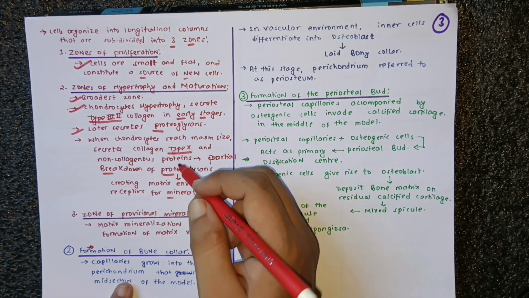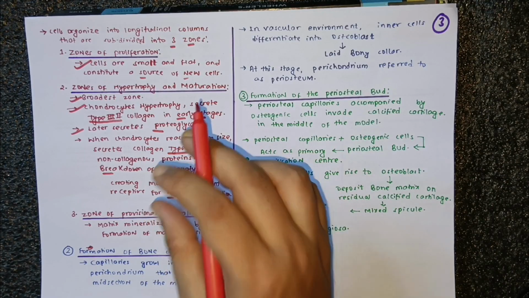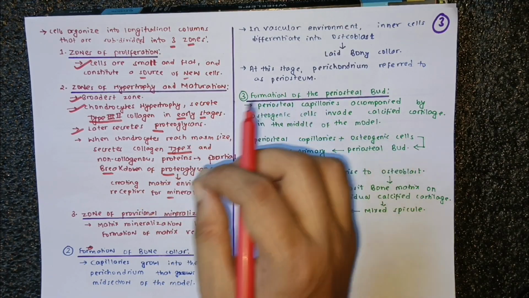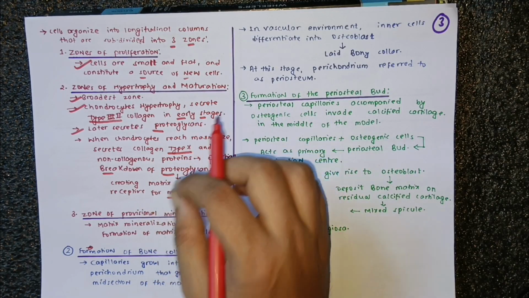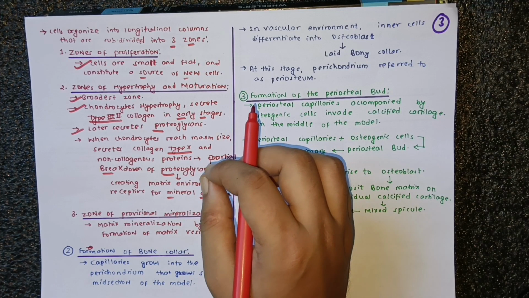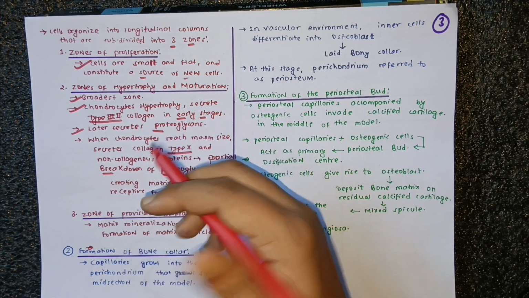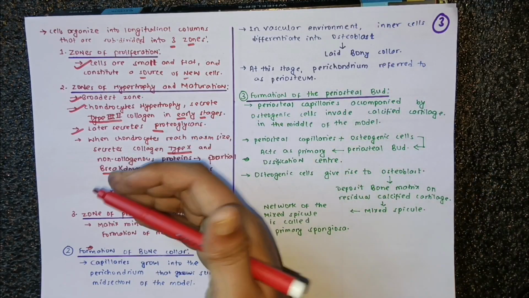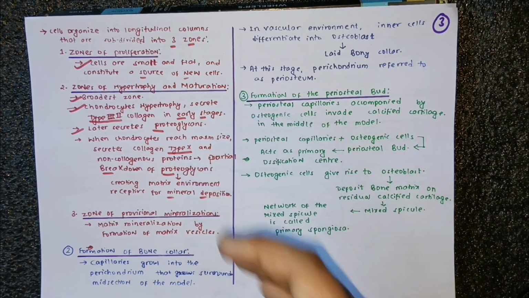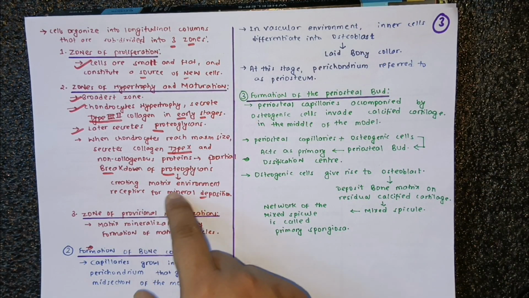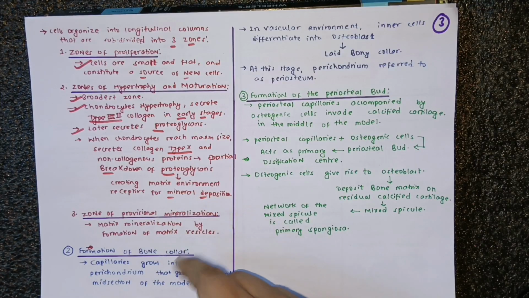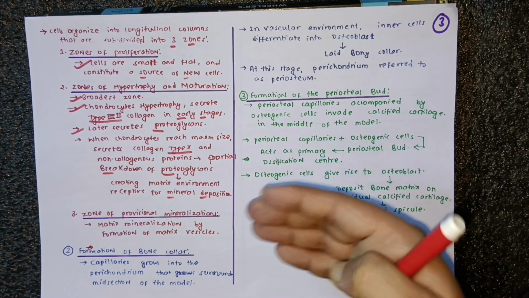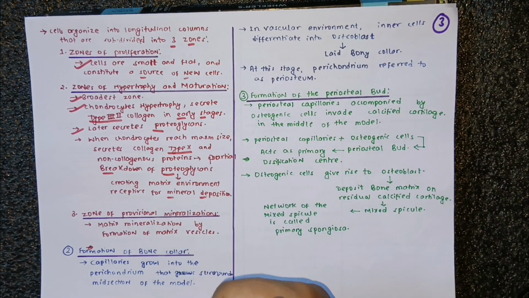Okay, so this is a proper mechanism, you can learn this. At the zone of proliferation, there is simply the proliferation of the cells, and cells are small and flat there. And in the zone of hypertrophy and maturation, there is an enlargement of the chondrocyte, so it is called hypertrophy. And maturation means it forms the receptive environment for the mineral deposition. So there is a maturation of the bone, so that is why it is called the maturing zone.